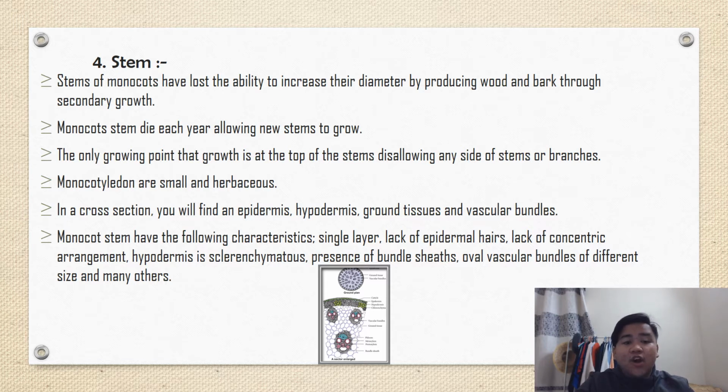In a cross-section of a monocot stem, you will find an epidermis, hypodermis, ground tissue, and vascular bundles. Monocot stems have the following characteristics: a single-layer epidermis with a thick cuticle, lack of epidermal hair, and lack of concentric arrangement. The hypodermis is sclerenchymatous, with the presence of bundle sheaths, oval vascular bundles of different sizes, and most notably, scattered vascular bundles that do not create any pattern.